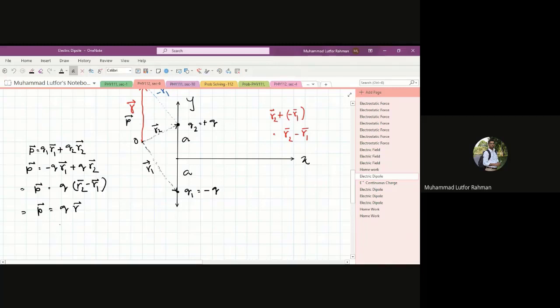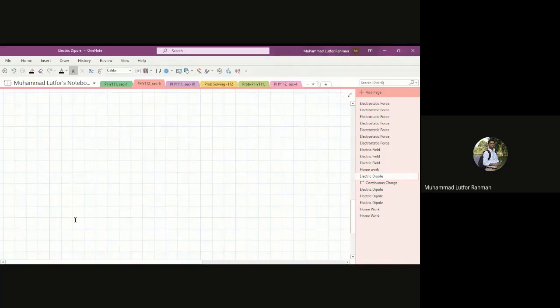Now, if you could find out that value of R, in that case, we can also find out that the electric dipole moment would be basically independent of that origin. That way, we can say that the electric dipole moment would be basically independent of origin. Fine. Now I'm going to mathematically prove that one. So that means it will be the same everywhere, right?